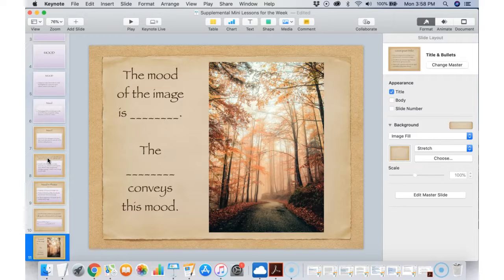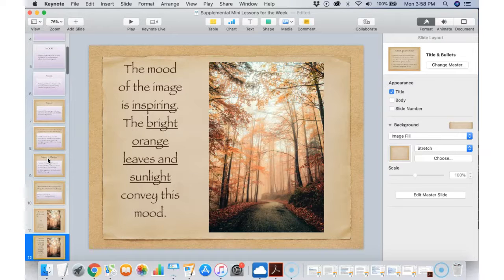Here's how this could work. You're looking at this picture, and we all look at it from different perspectives. We all have our own unique ideas, but check this out. You might say, the mood of the image is inspiring. The bright orange leaves and sunlight convey this mood. If a different word came to mind when you saw this picture, does that mean you're wrong? No, of course not. We have hundreds and hundreds of thousands of words in the English language. There are certainly more words that you could use to describe the mood of this picture besides inspiring. This is just an example. And what evidence did we use to support that this is an inspiring image? We used the words bright, orange leaves, and sunlight.